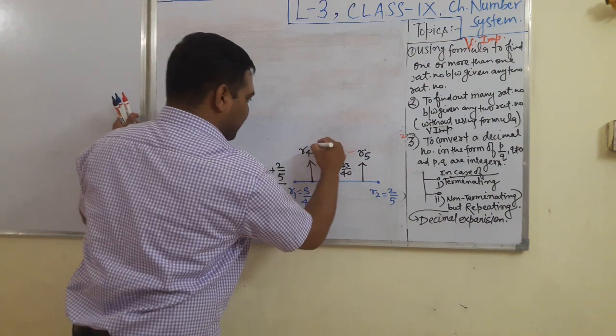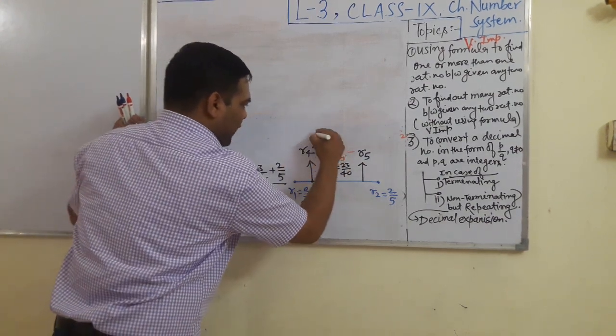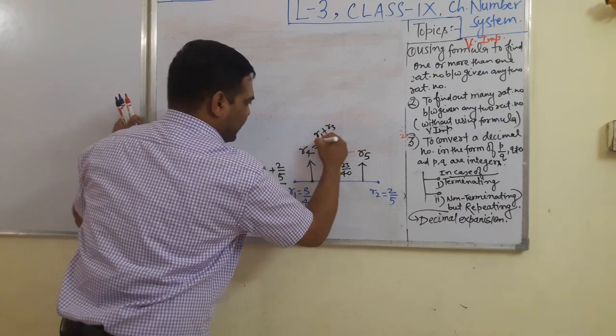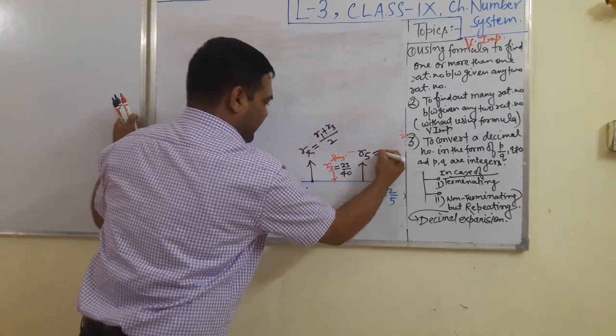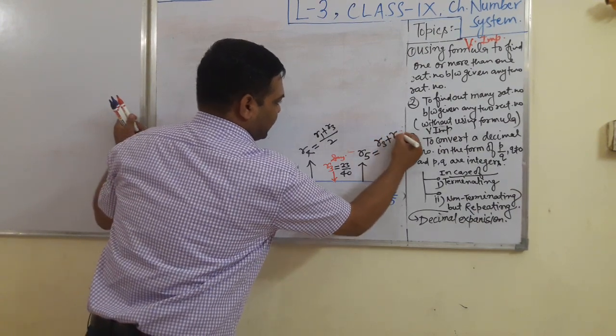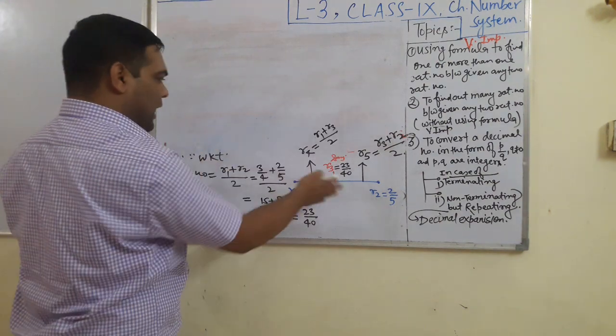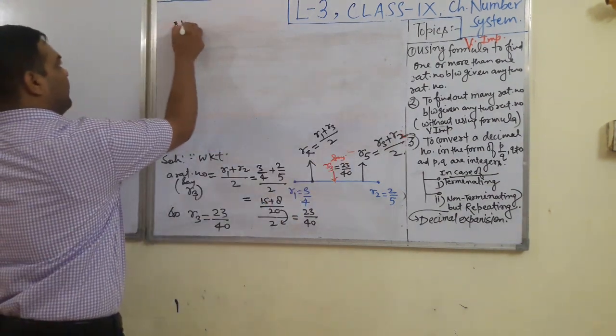What the formula you will design for this? R4, it is the average of R1 and R3. So you can note down R1 plus R3 upon 2, and R5 can be R3 plus R2 upon 2. Keeping this thing in the mind, we are going to find out the next two rational number with the help of formula.